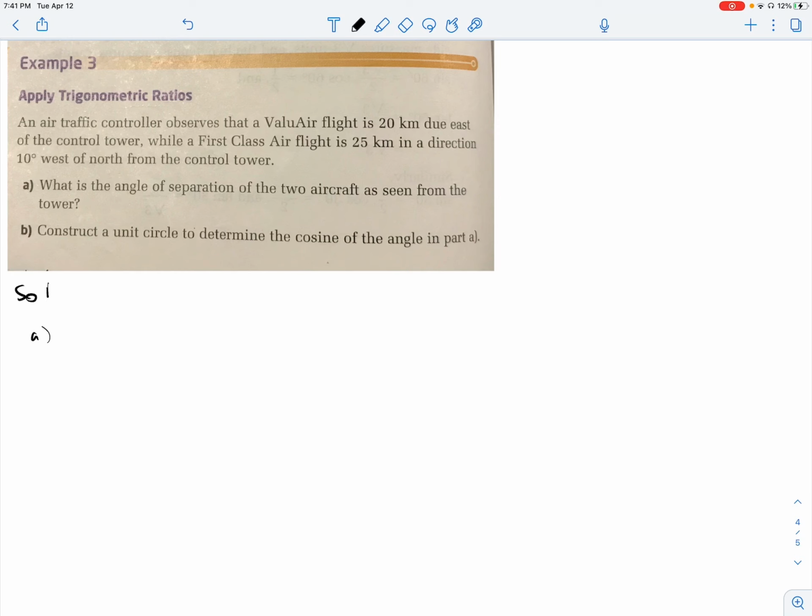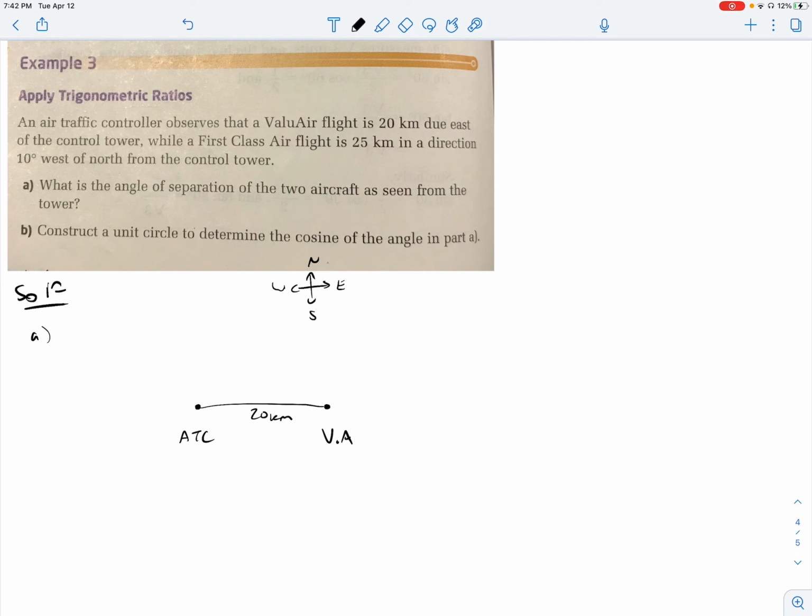Okay, so this is going to require us to draw a diagram. So if this is the air traffic controller, I'll write it as ATC, air traffic controller. It says value air is 20 kilometers due east. So we're just using a regular compass for this: north, south, east, and west. If it's 20 kilometers due east, value air is going to be somewhere out here. So I'm going to write VA for value air, and there's a distance of 20 kilometers.